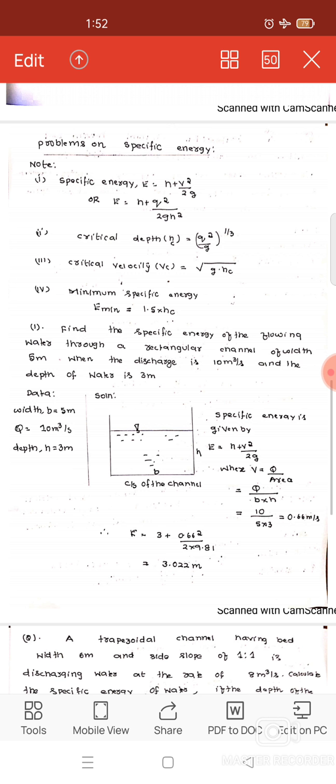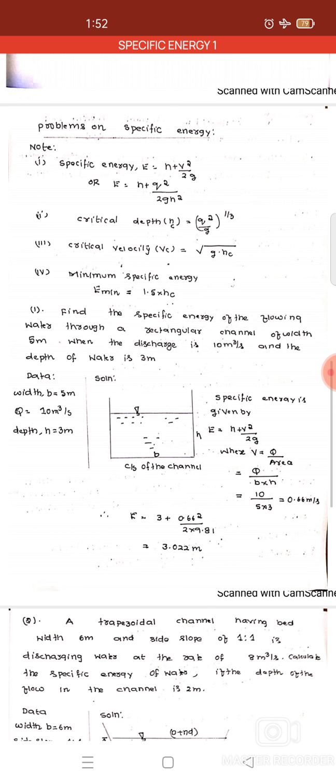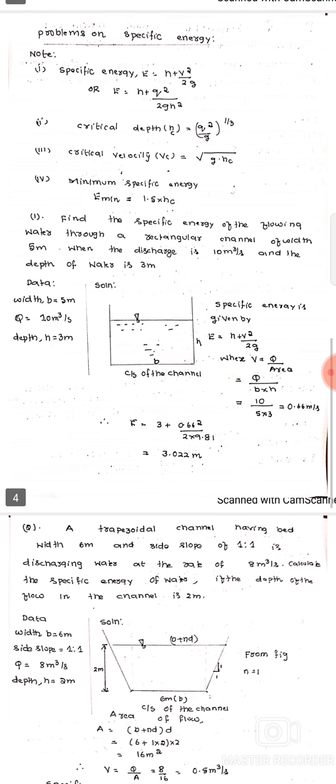Then critical depth, that will be represented as hc, that will be equal to (q square by g) whole to the power of 1 by 3. Then critical velocity will be equal to square root of g into hc. Then minimum specific energy, that is E minimum, is 1.5 times the critical depth, that is 1.5 into hc. So we'll start with the first numerical of specific energy.